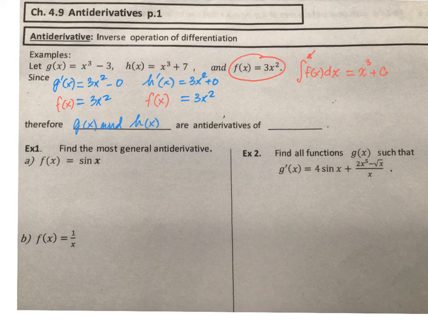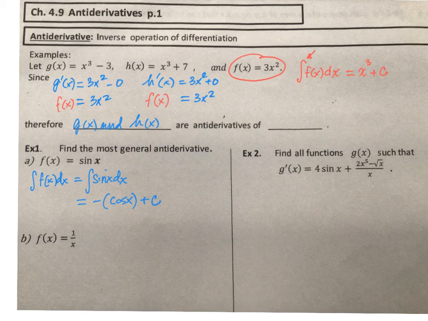In example 1a, we want to find the antiderivative, so we will write the integral of f of x dx equals the antiderivative of sine of x dx. And the antiderivative of sine of x is negative cosine of x plus some number c. And now let's check. The derivative of cosine of x is negative sine. A negative and a negative is a positive. So we'll give back the function sine of x. And the derivative of c is 0. So if we take the derivative, we will get sine of x.